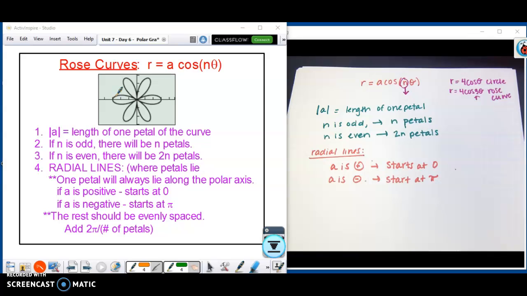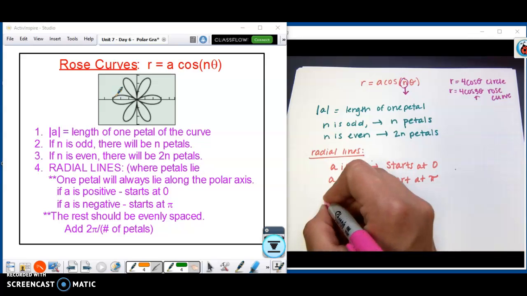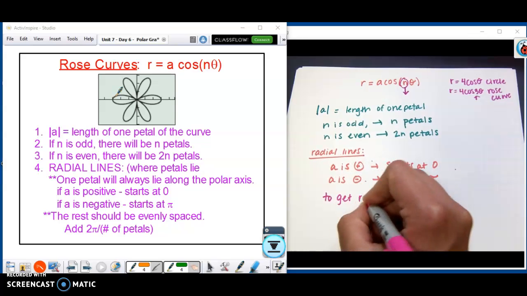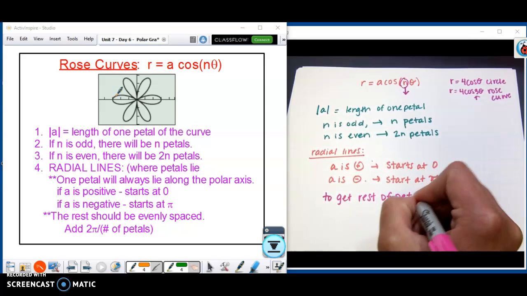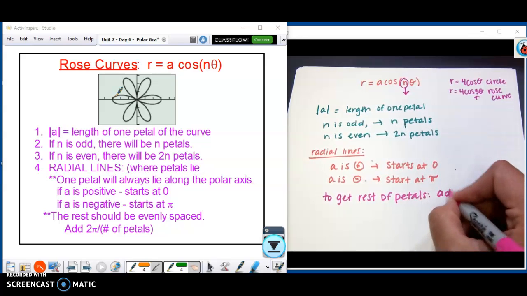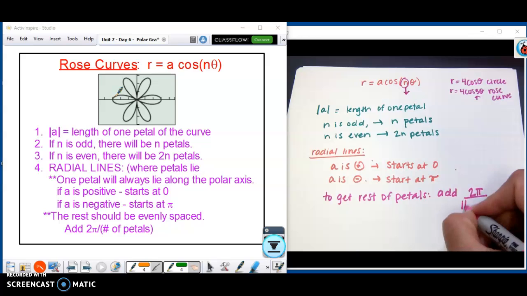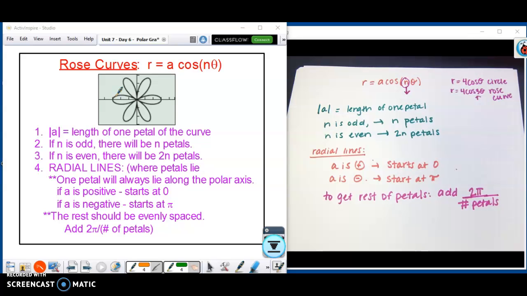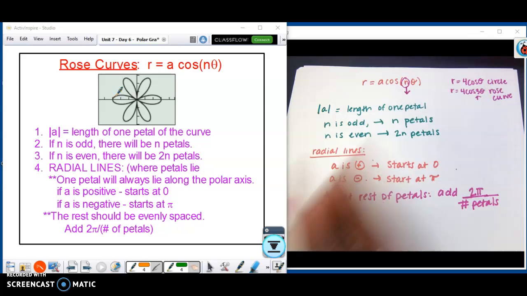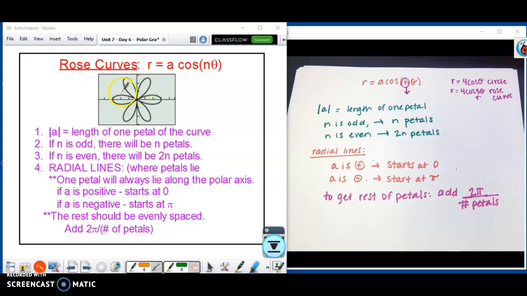To get the rest of your petals, from your start, you're going to add 2 pi over the number of petals. So if you have 3 petals, you're going to add 2 pi over 3. And you just add up until you have the number of petals that you're going to have. When you graph it, they should be evenly spaced out. If you have one petal here, and then it jumps all the way down to here with nothing in between, then you probably did something wrong. Just keep that in mind. It should work out where it looks symmetric when you finish.